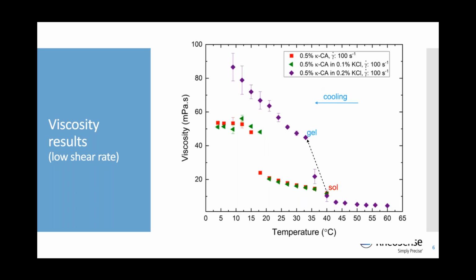The next plot is for the sample that was prepared in 0.2% KCl. So it means that we have a higher concentration of salt in the solution. So we increased ionic strength to see how it affects the transition. This sample shows a higher sol-gel transition or gelation onset and exhibits sol behavior at 40 degrees Celsius and gel formation at 33 degrees Celsius.